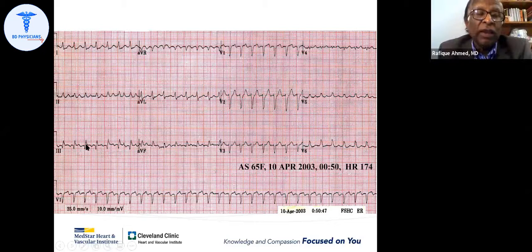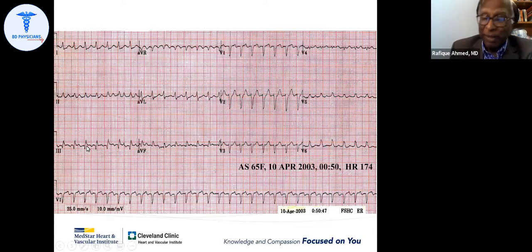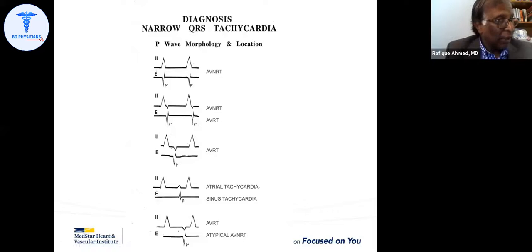So what do you think? Is PR longer than RP, or what do you think it is? PR is longer than RP. No, sir, inverse. RP is longer than PR. Exactly. Okay. So this is a long RP tachycardia, right? So I'm going to go back. Where does it fall in this? Long RP tachycardia. So it is either atrial tachycardia or atrioventricular reentry.